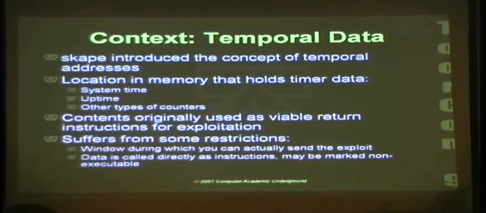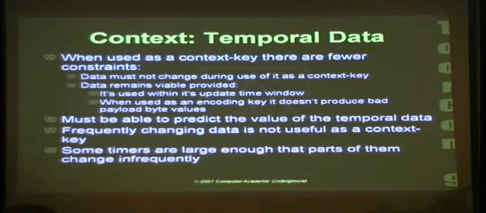Basically, the temporal addresses are a fairly good fit for this, and essentially what a temporal address is, it's a location in memory where you have some type of counter. I highly recommend you read that research. It's really interesting. So when you use it as a context key, like I said, there are a lot fewer constraints. You don't want the data to change while you're using it as a context key, and it's viable whenever it's used within its update window, and when it's used as an encoding key it doesn't produce any bad byte values in your payload.